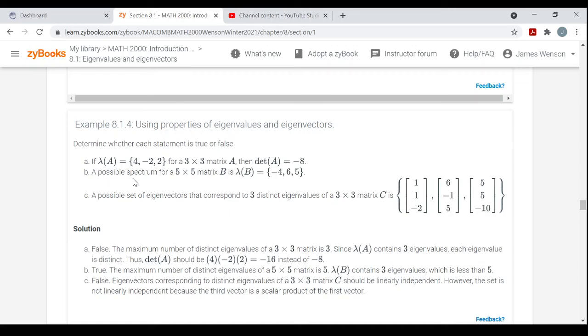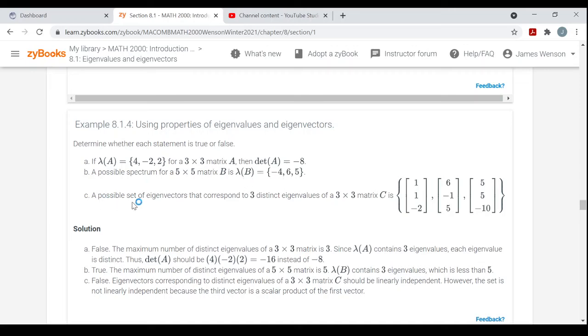A possible spectrum for a 5 by 5 matrix B is -4, 6, and 5. Yeah. A 5 by 5 matrix will have up to 5 different eigenvalues. So this isn't more than 5, so that is possible. Now if there's less than 5, then that means a couple of these are repeats. You might have some eigenvalues that have a multiplicity higher than 1.